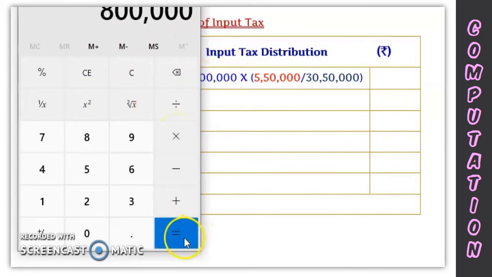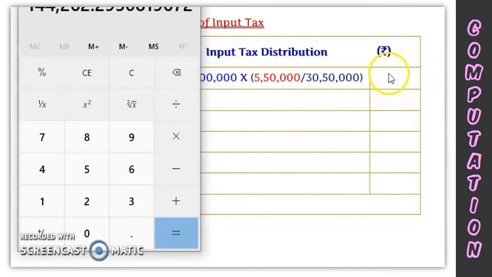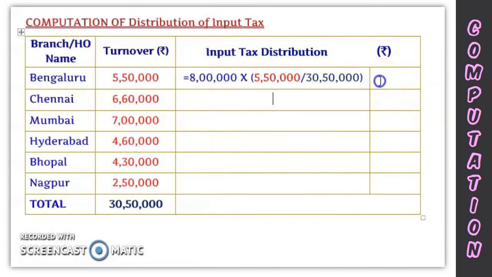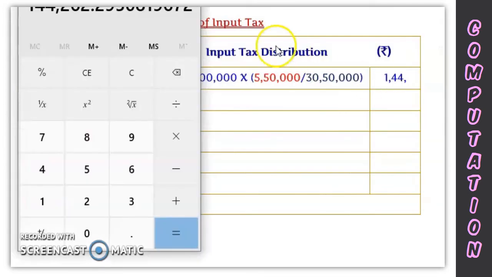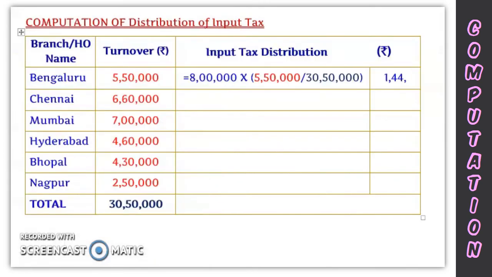So which is equal to 1,44,262. This is not greater than 0.5, so I'll be taking 262. 1,44,262. Okay, this is the input tax available to head office Bengaluru.